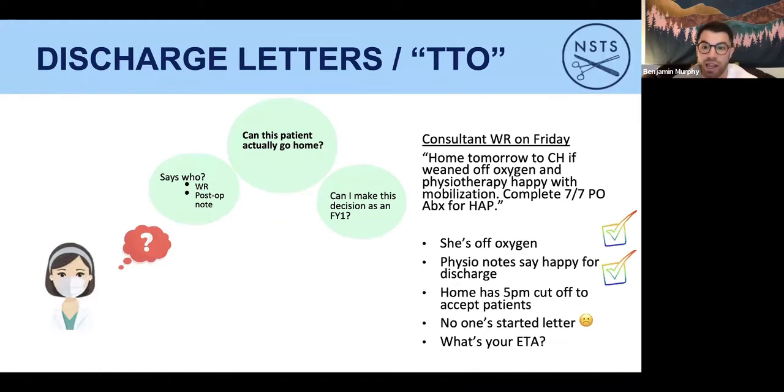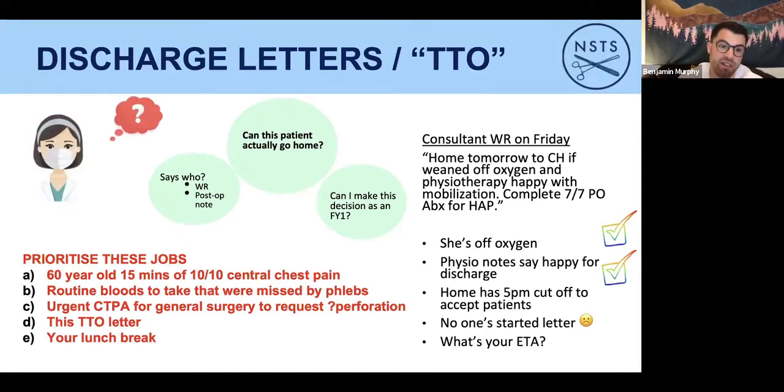So you check the notes and you see that the consultant for this, Mrs. X, has said she can go home tomorrow to her care home if she's been weaned off oxygen, and physiotherapists are happy for her mobilization. And she's to complete 7 days total antibiotics for a hospital-acquired pneumonia. So you check through with the nurses. She's been off oxygen for a whole day. The physio are happy in that she's not desaturating when she's moving. And the home has a 5 p.m. cutoff and no one has started the letter. So what's your ETA?